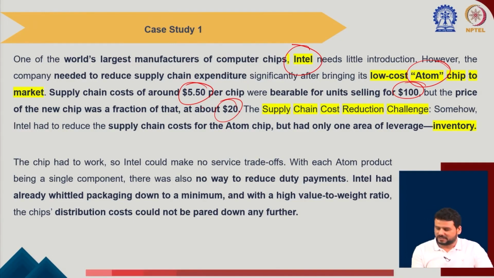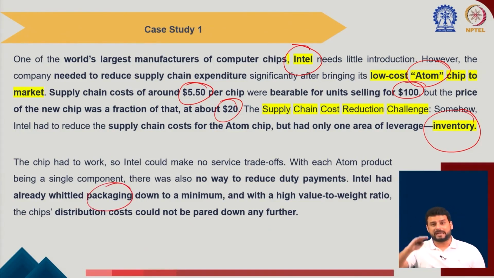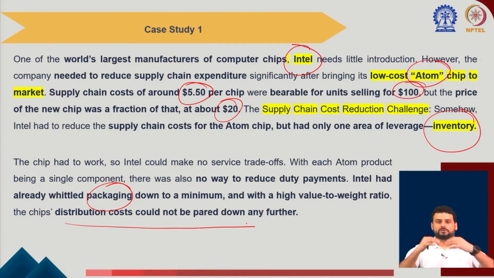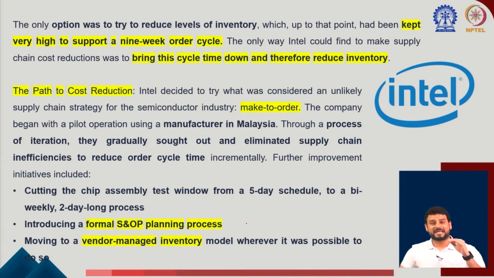So they analyzed all the scenarios, and they concluded that inventory is something where they could finally reduce the cost. But why before inventory? They worked with packaging. They scaled down the level of packaging required so that a high value to weight ratio can be maintained and packaging material can be reduced. Already they did that, right? But still the cost was around $5.5 per chip, right? They had already worked on the distribution cost, and they knew it could not be reduced further. So the only thing they could reduce was the inventory, and there they could save that cost, right?